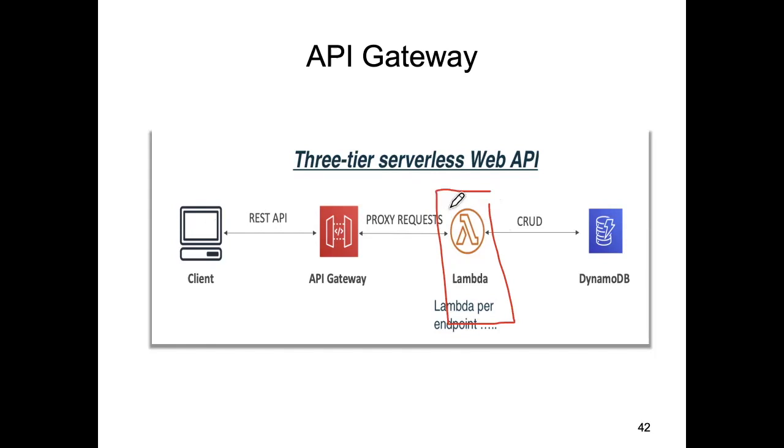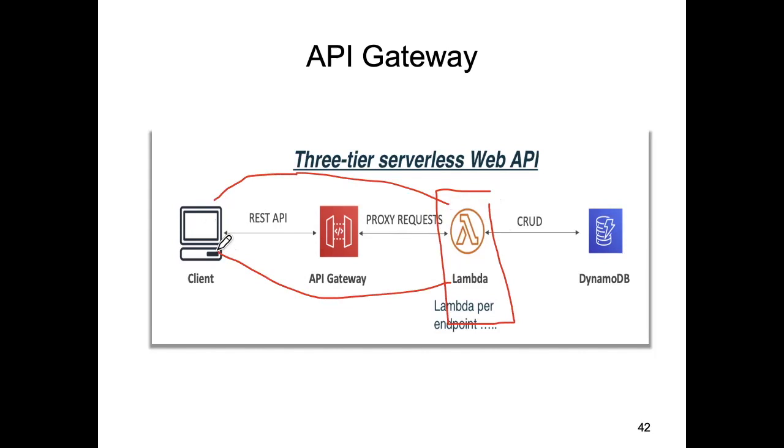Well, one way I could do it is I could give each Lambda its own unique URL. We know how to do that. But the problem with that is that all the URLs are completely unrelated. So it's not great, really.